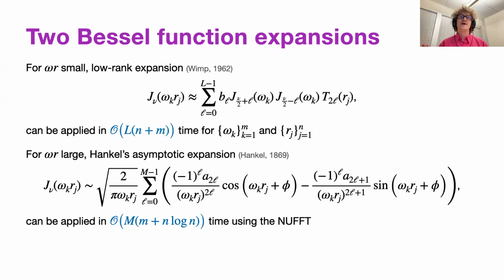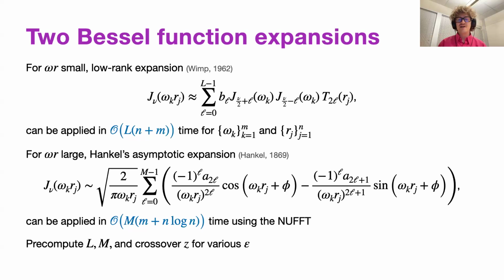The corresponding asymptotic expansion for large arguments is even more classical. It comes from Hankel in the 1800s, which essentially says that the behavior of the Bessel function looks like a summation of a small number of cosine and sine terms. The important thing to note is that the arguments of these cosines and sines are just omega times r, so we can evaluate each one of these cosine and sine terms using the NUFFT in m plus n log n time. Then we just have to multiply by how many terms there are in our expansion, which is this capital M. Both of these are a significant speed up over the m times n time that we would see from densely applying the corresponding block.